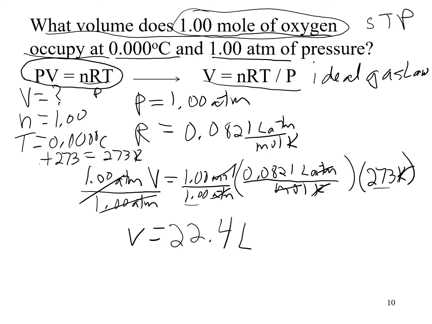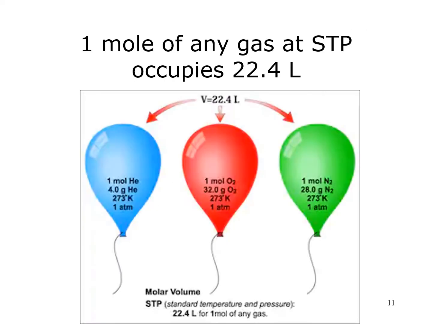STP. STP means standard temperature and pressure. Temperature is 0 degrees Celsius, or 273 K, and pressure is 1 atmosphere. So at STP, your volume will be 22.4 liters. But again, you can calculate it. You don't have to remember that. So 1 mole of any gas at STP occupies 22.4 liters.